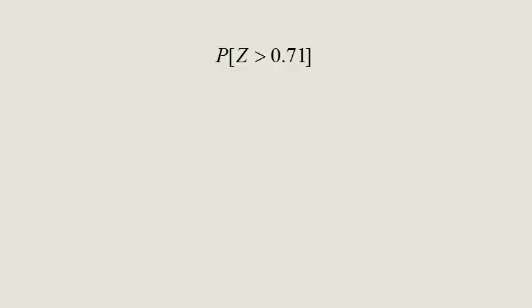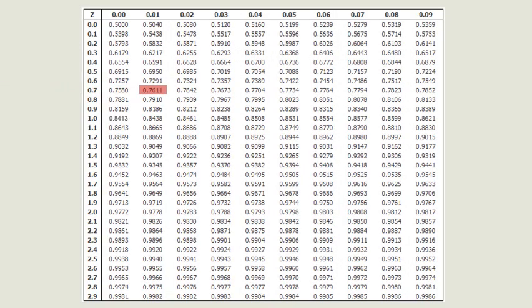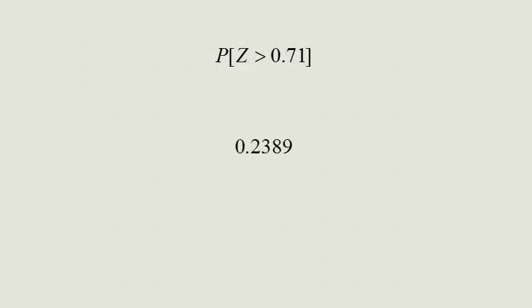So z is greater than 0.71, and if you check the z table, you'll see that this probability is 0.2389. This is a fairly large p-value, and it is not going to be a rejection. We do not have enough evidence to conclude that more than 60% of students go out drinking.